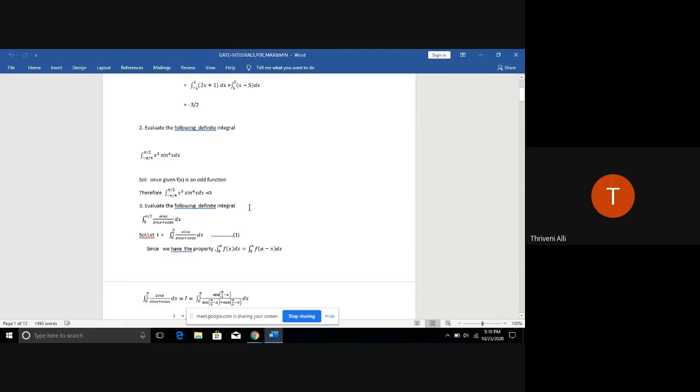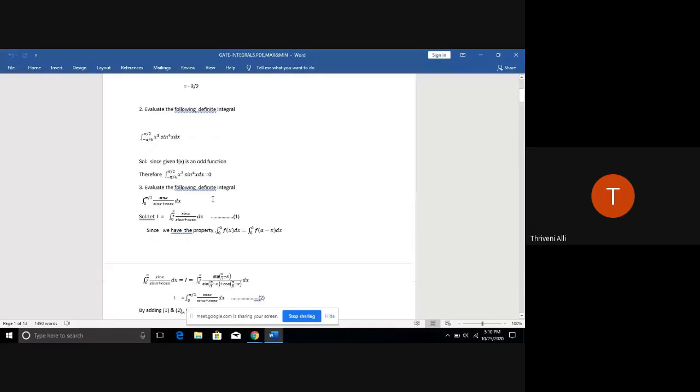Next, evaluate the following definite integral: the integral from 0 to pi by 2 of sin x by sin x plus cos x dx. The limits are 0 to pi by 2, finite limits, and the function is sin x by sin x plus cos x. Here also we have a property of integrals: the integral from 0 to a of f of x dx equals the integral from 0 to a of f of a minus x dx.